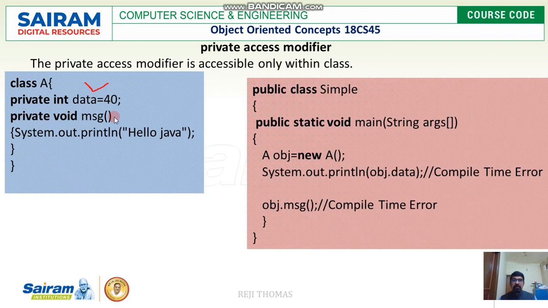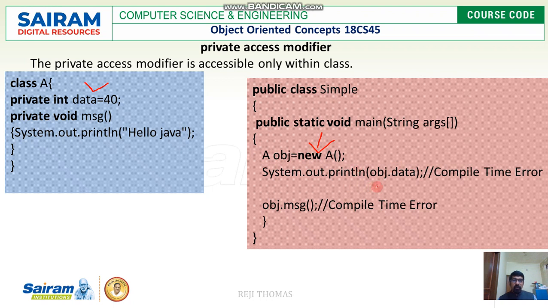Now let us see our main class. The class name is Simple, with the main method, where we have created an object of the other class. Look at this, we have a class A, and for A we have created an object in this class. Now when I try to access the member which is private in class A, the compiler is going to throw an error.